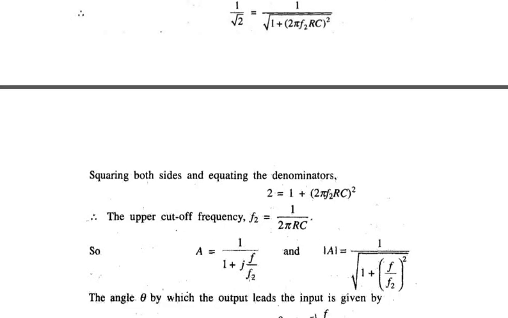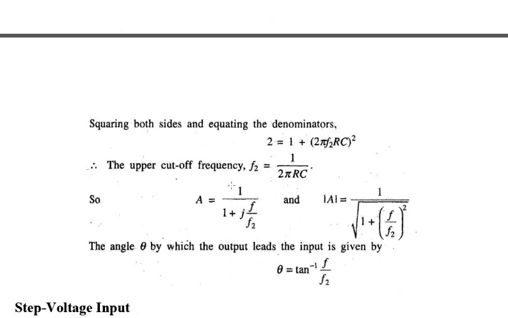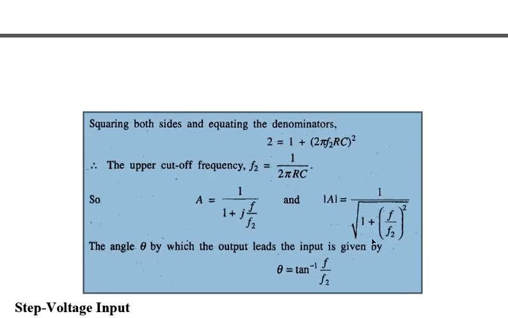So the overall equation you get here is the magnitude of the steady state gain A and the angle theta by which the output leads the input. I'll repeat it once again. The magnitude is A equals 1 by root of 1 plus (f by f2) whole square. This is the actual steady state gain. And the angle by which the output leads the input is theta equals tan inverse of f by f2. This is the angle.